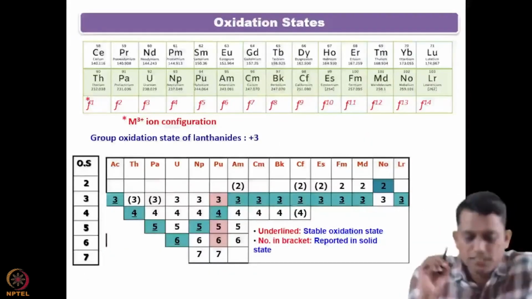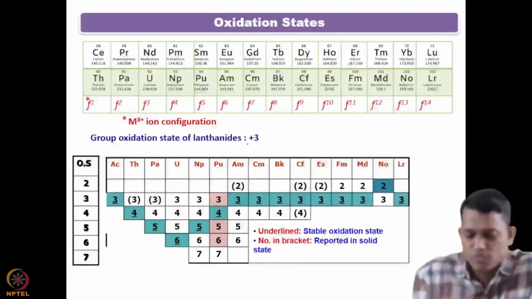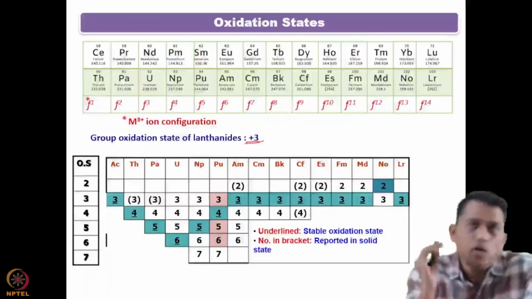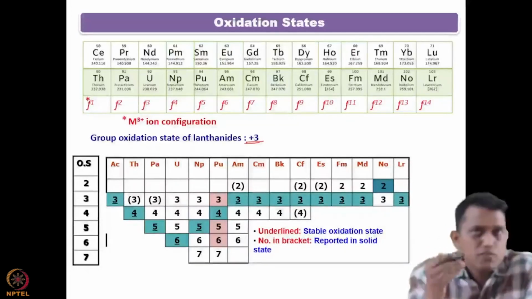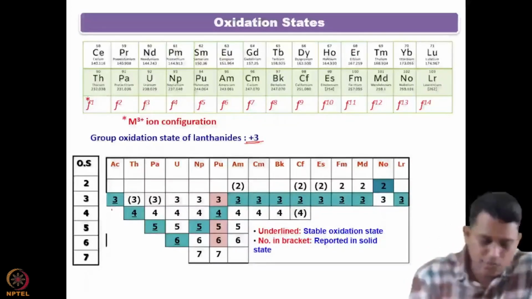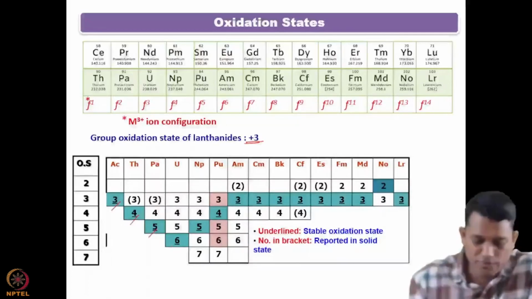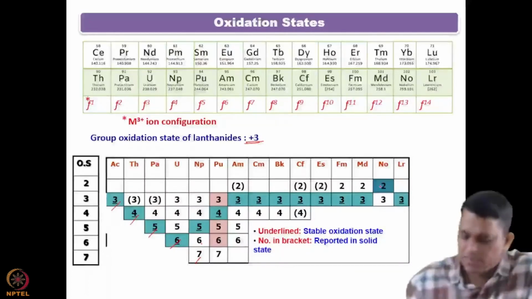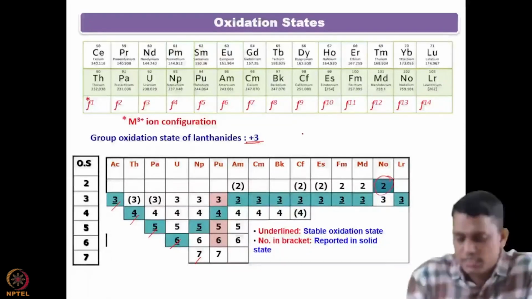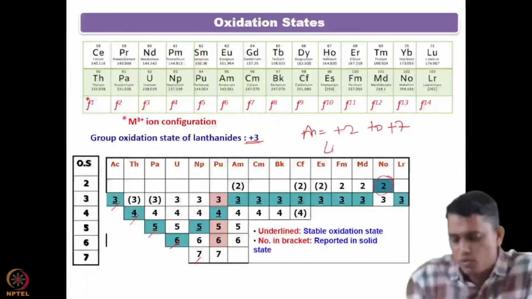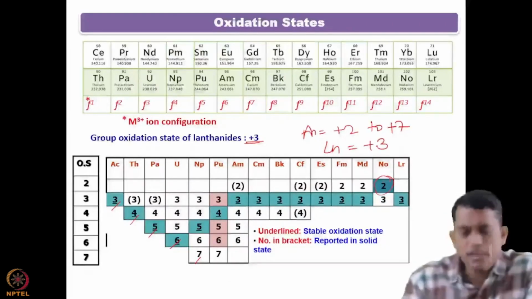When you talk about the lanthanides, they have a group oxidation state of 3. What does it mean? Most of the lanthanides have only the oxidation state of 3. But if you see the actinides, you can start from 3, 4, 5, 6, 7, and sometimes 2 also. So when you talk about the actinides, the oxidation states vary from +2 to +7, whereas for the lanthanides it's mainly +3. Why is it like so?